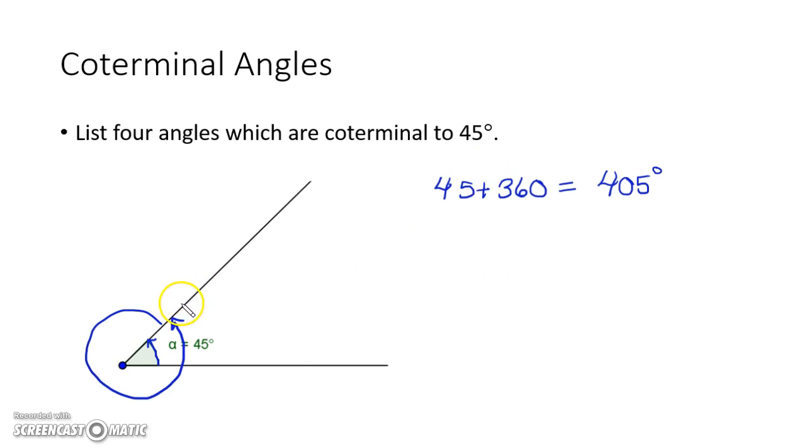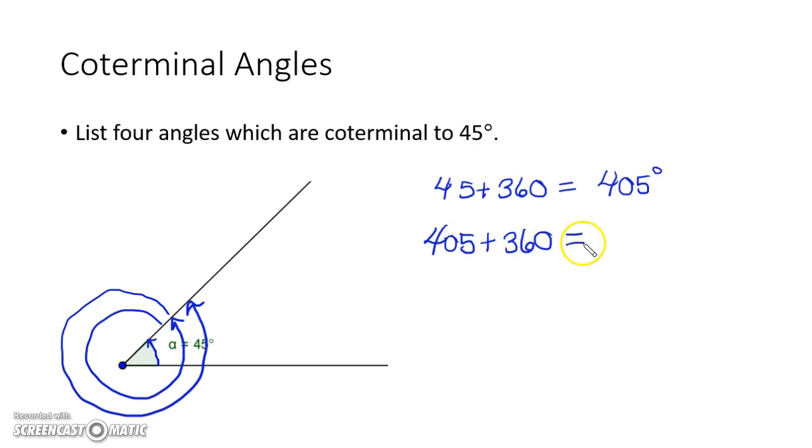Now, let's take one more rotation. Let's take that angle and go around once more. Ooh, it's looking like a caterpillar. Let's take that 405 and add another 360 degrees. If we add another 360 degrees, that's going to get us to 765 degrees. Boom. We have 2 coterminal angles.